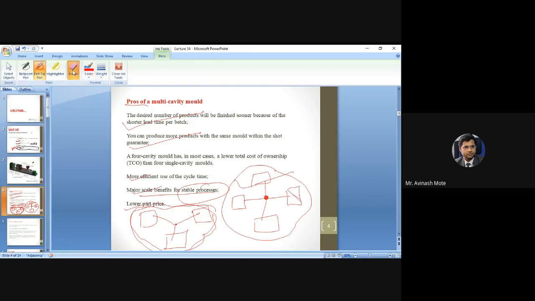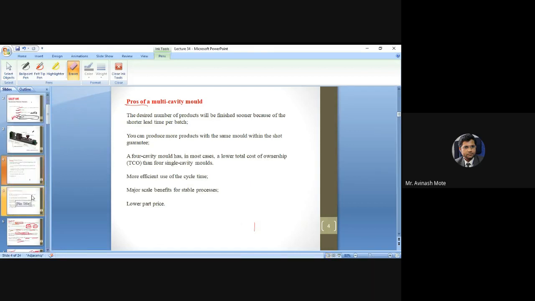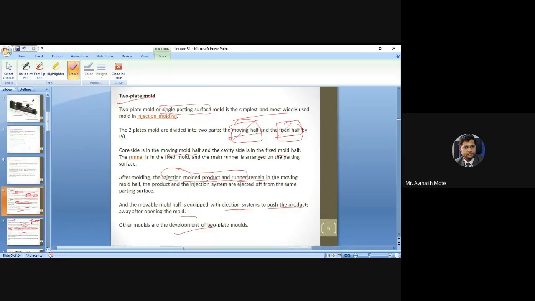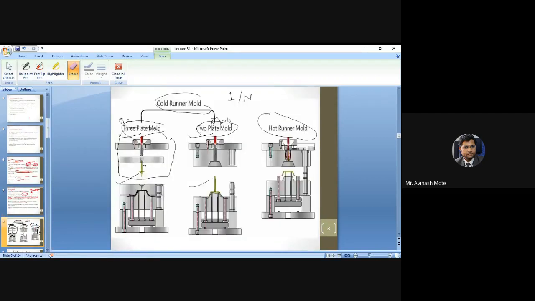In the morning we also revised the types of injection systems. Then cavity types: single cavity, multi cavity. Two plate type and three plate type molds. And I told you why a two plate mold is preferred for one application and a three plate mold is preferred for a different application. Pros and cons are not the actual thing to compare the two.